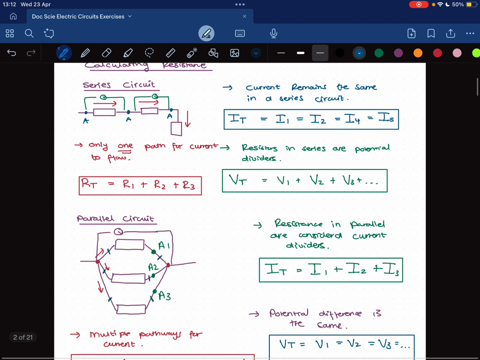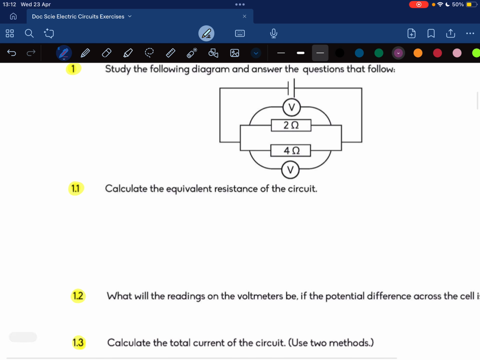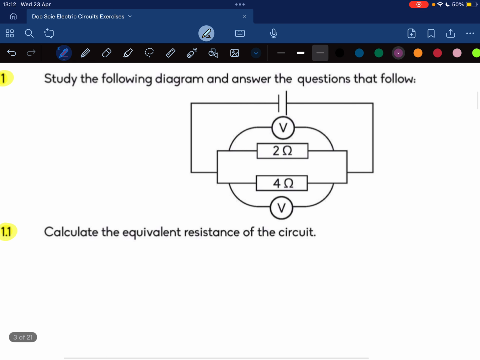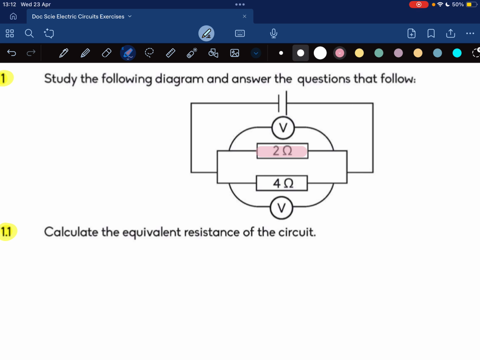Okay, so let's use these principles to calculate the basic questions in exercise 23 now. It says calculate the equivalent resistance of the circuit. So let's identify: firstly, I have two resistors, here and here. I notice that both of those resistors are in parallel to one another.